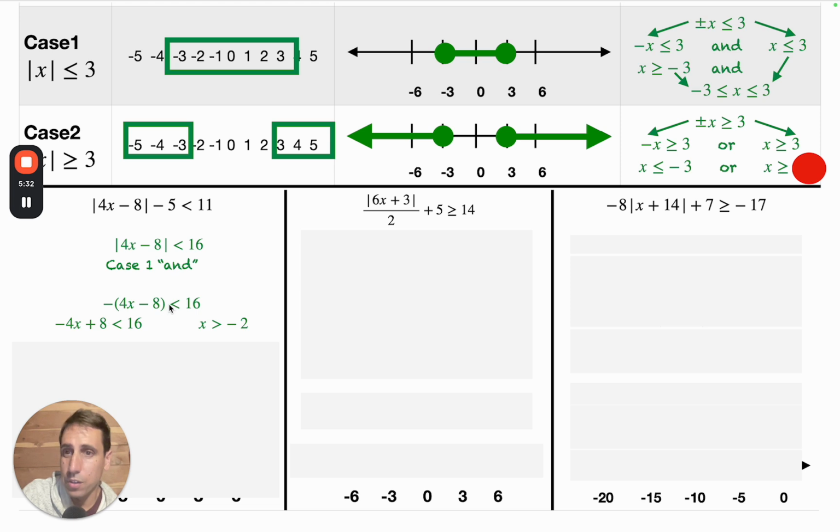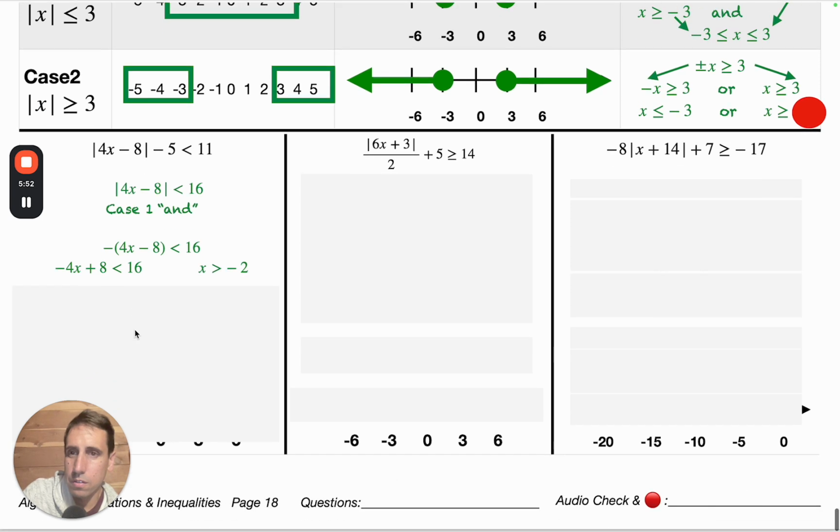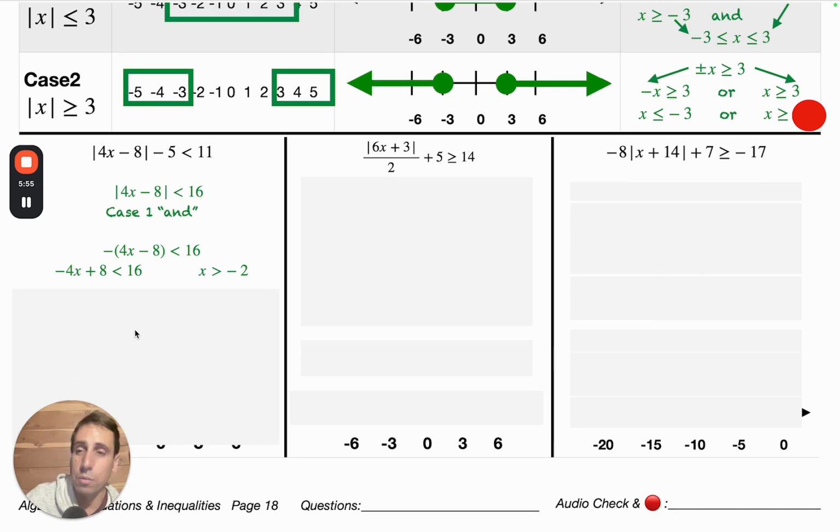Here is the minus version, and you can see minus 4x. We're going to distribute the minus 4x, the negative, to the 4x and the minus 8 to get negative 4x and plus 8. And then when we solve that, we're going to subtract 8 from both sides to get 8, and then divide both sides by negative 4, and you get negative 2, flipping the symbol.